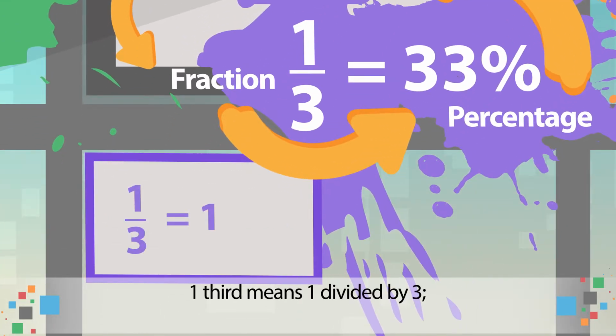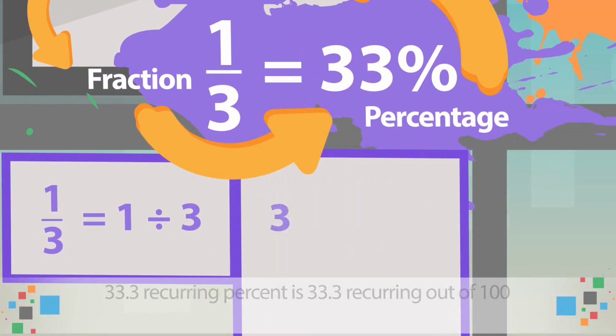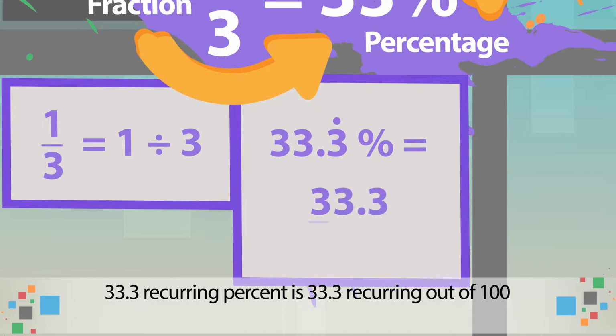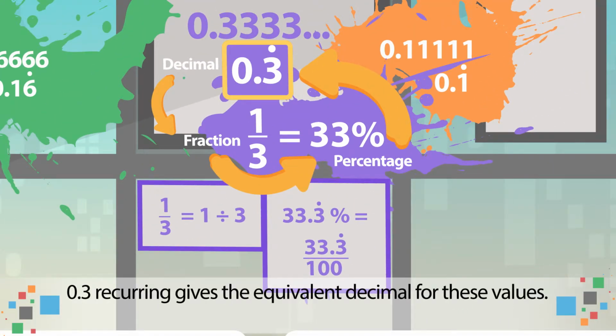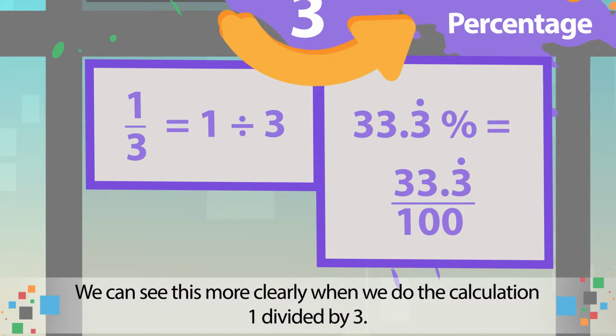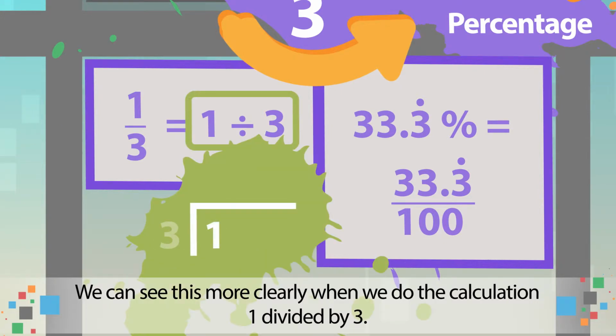1/3 means 1 divided by 3. 33.3 recurring percent is 33.3 recurring out of 100. 0.3 recurring gives the equivalent decimal for these values. We can see this more clearly when we do the calculation 1 divided by 3.